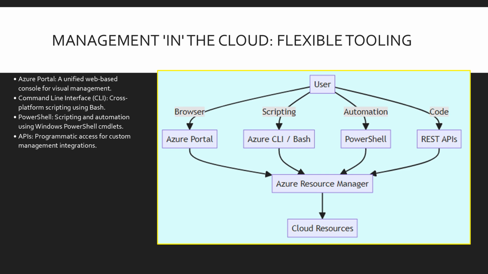This diagram shows the various entry points for managing your cloud environment. Whether you use the Azure portal, Azure CLI, PowerShell, or REST APIs, all requests funnel down to the Azure Resource Manager, ARM. ARM acts as the central control plane that authenticates and executes your commands against your cloud resources, ensuring a consistent experience regardless of the tool you choose.